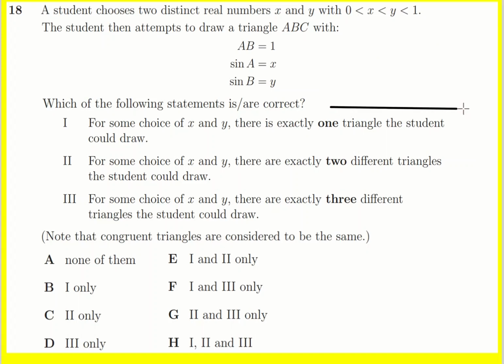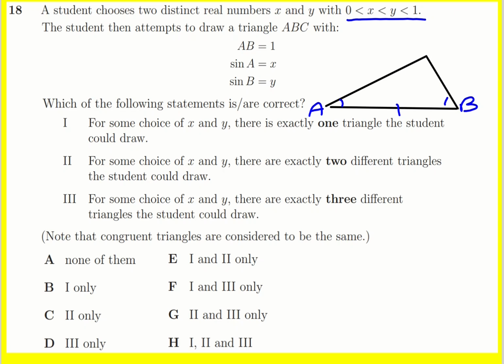I started this question with just an example. I just thought I'd try some values, see what happens. So we know that AB is equal to 1. So this is going to be A and this is going to be B. And then this angle is angle A, but sine A is X, and this is angle B. And we know that X is, well, they're both between 0 and 1, but X is less than Y.